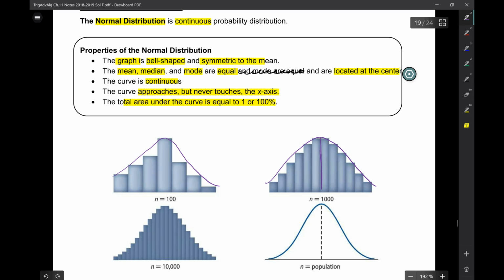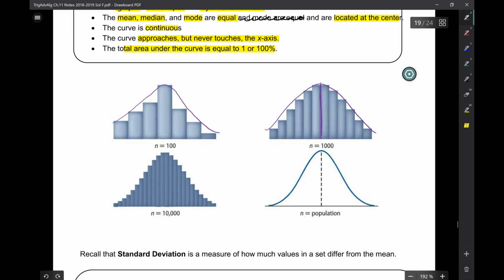And look at this one here. The mean and the median are right here, and the curve is symmetric around both of them. And now look, when you increase to n equals 10,000, look at how that looks. And as you increase to n equals the population, millions, look at how smooth the normal curve looks. So this is what a normal distribution looks like.